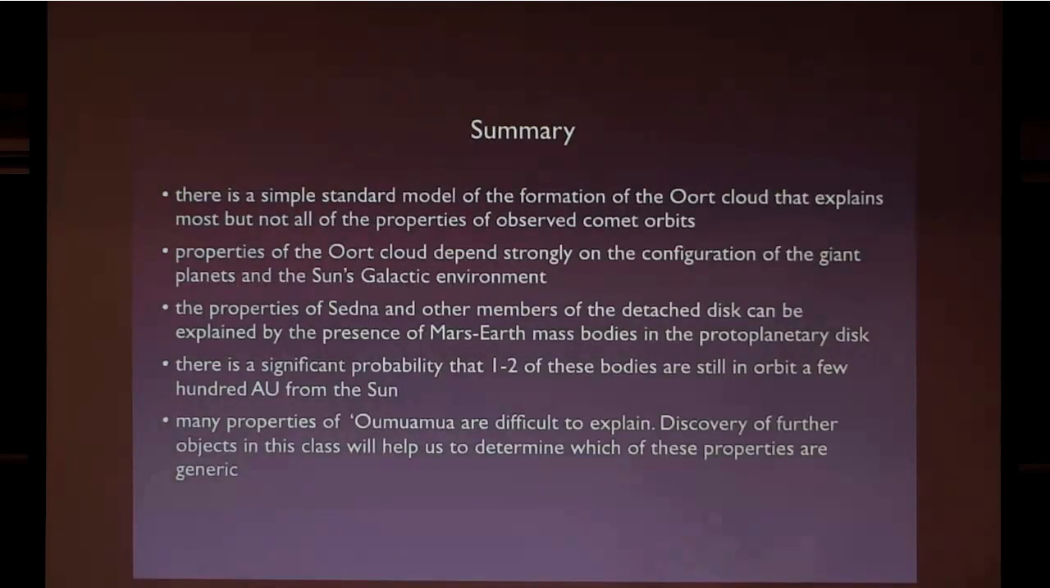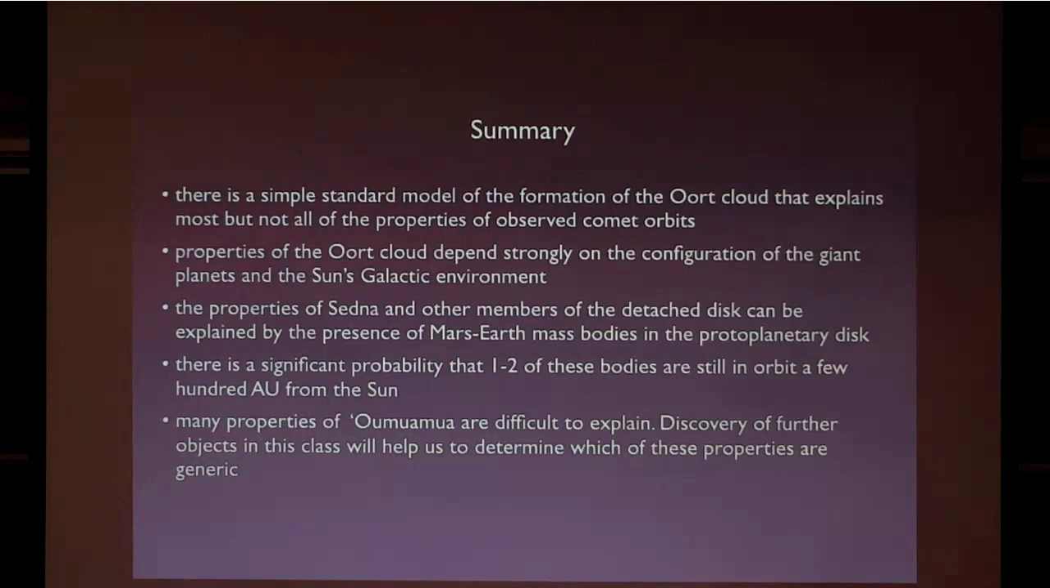Okay, let me sum up. I tried to persuade you that there is a simple model for the formation of the Oort cloud that explains most of its properties and its origin naturally, and is mostly consistent with the statistics of observed orbits. The properties of the cloud depend strongly on the configuration of the giant planets in the sun's galactic environment. So if we start talking about Oort clouds around exoplanets, we had better be cautious to recognize that they might look very different from our own Oort cloud.